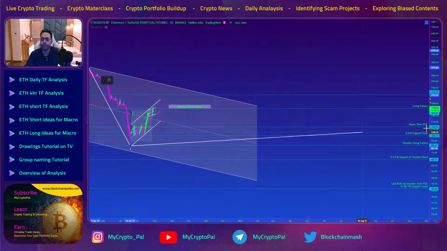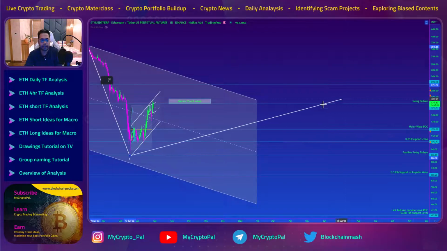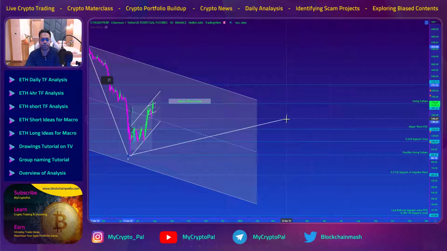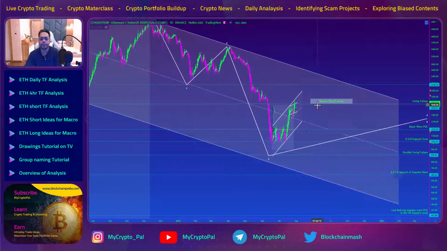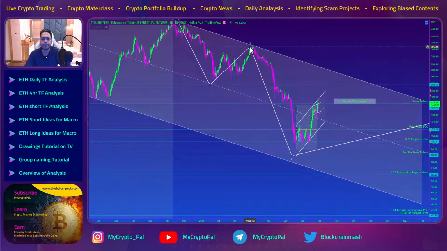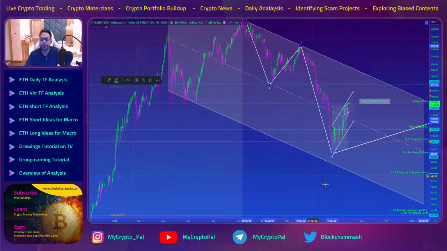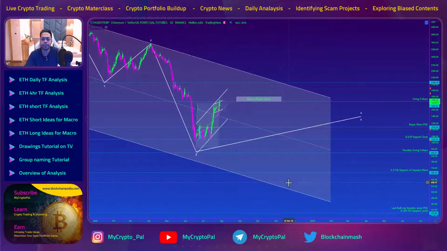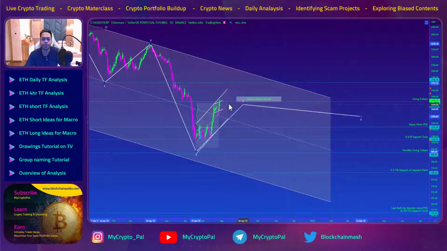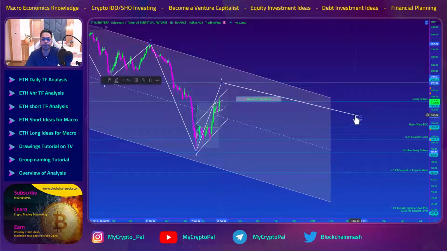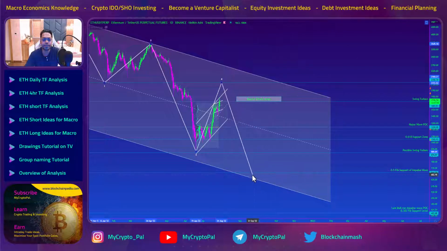You can see that it wants to grab all this liquidity over here. So this will be my 3, and then I'm looking for a 4, which hopefully is here or can be here also, depends on what the market wants to do. And then probably we'll get a 5th wave down.